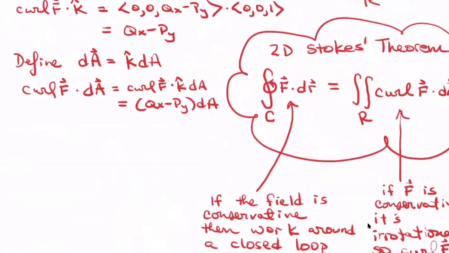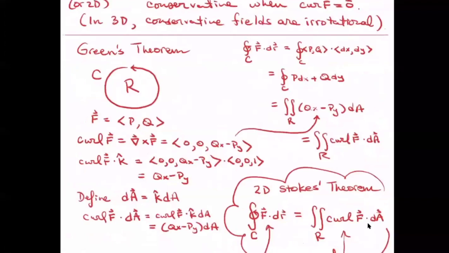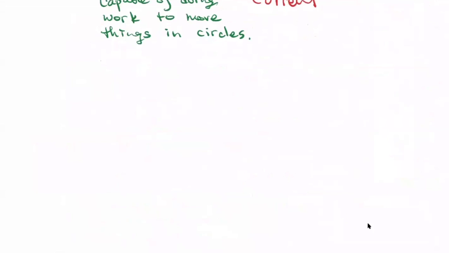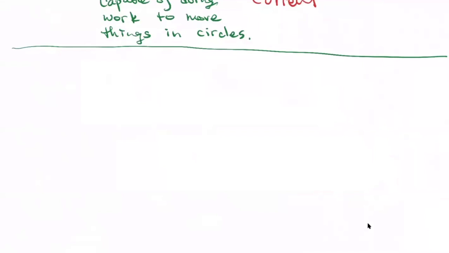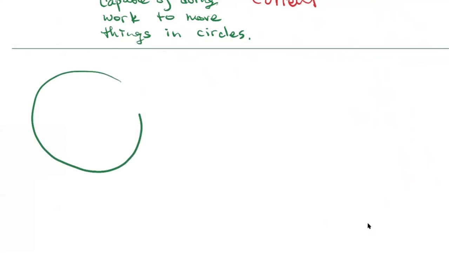Okay, I was looking for that original curve. Let me do this just somewhere else. Okay, so this is again my closed curve C, and my region enclosed is R.